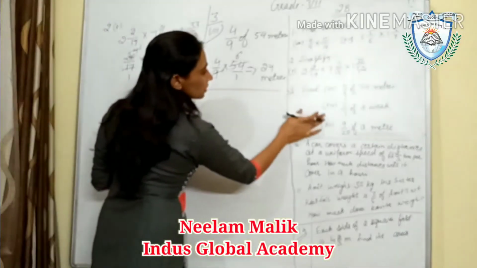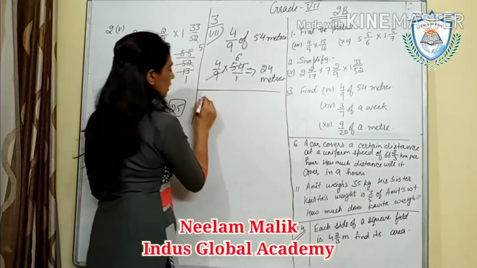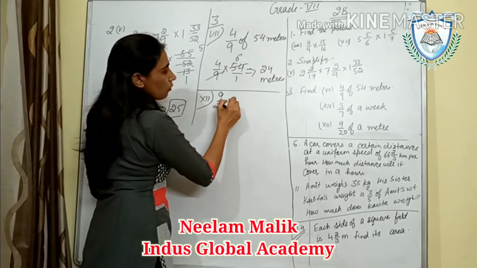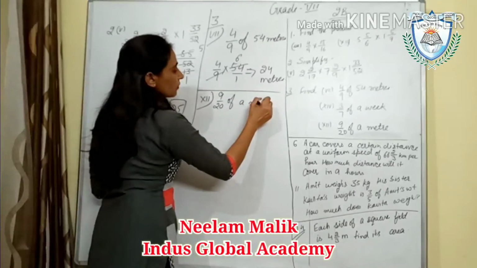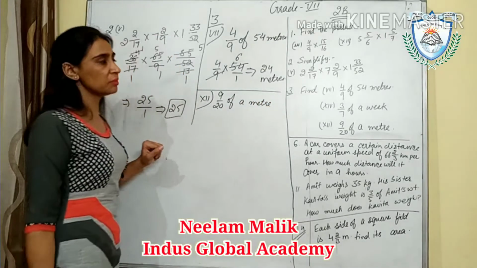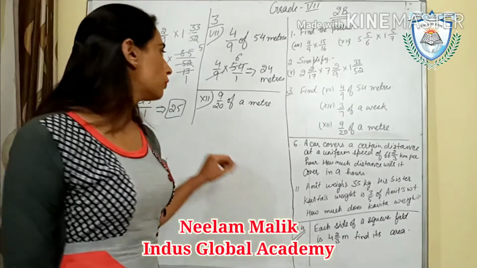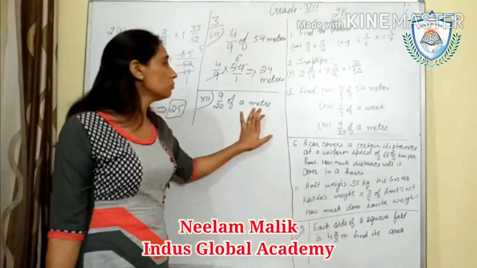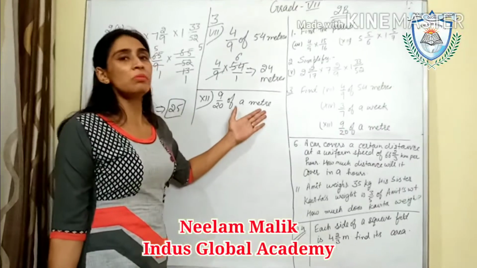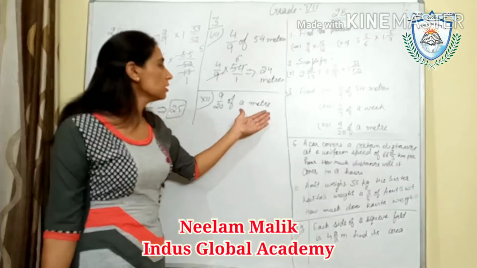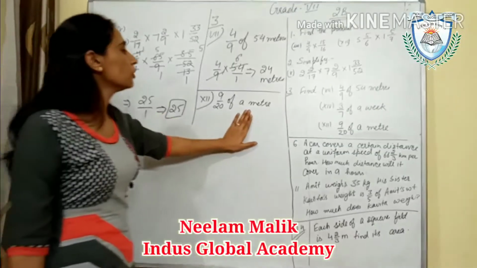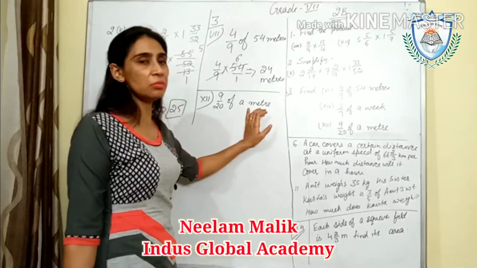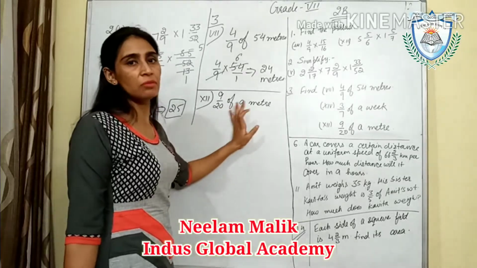Now question number 3 again. This is the 12th part. Here is 9 upon 20 of a meter. A meter means 1 meter. We have to find out 9 upon 20 of a meter. When 1 meter is given, it will be better for you if you convert this into centimeters. Meter is given, we will convert this into centimeters. Then they will cut.